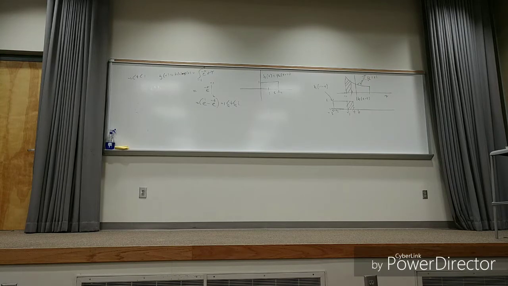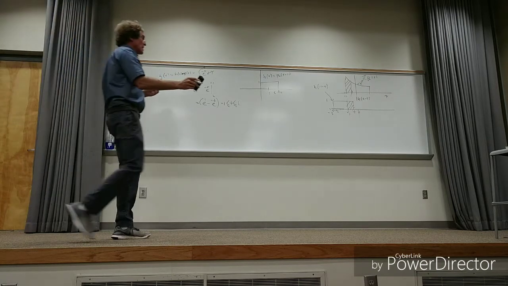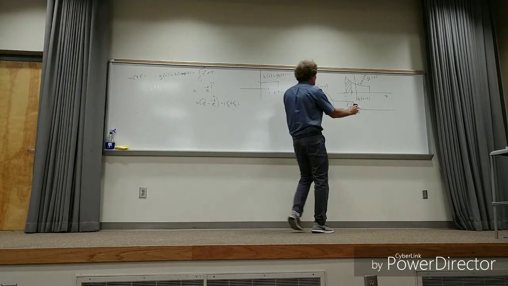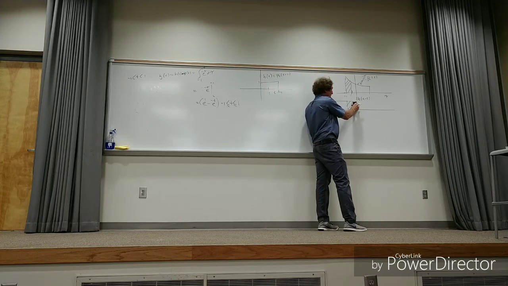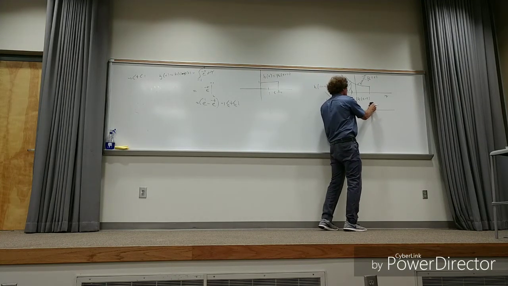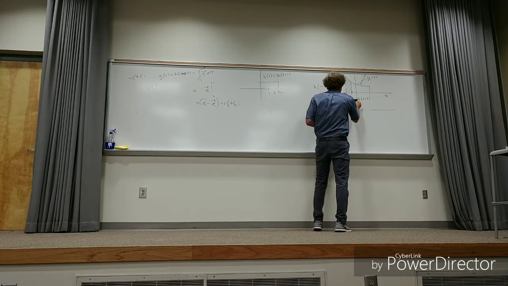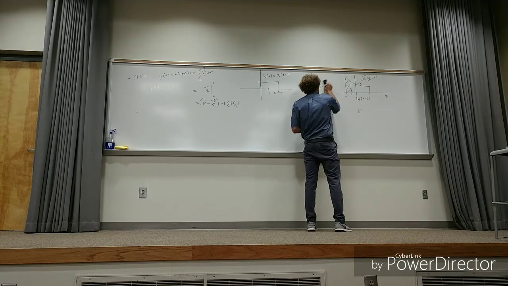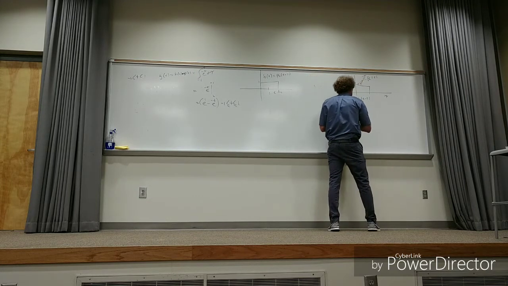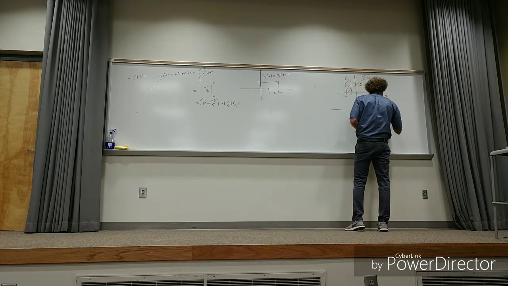What's my next step? Think about what's going on. This is the thing we flipped and shifted, right? Now this thing's moving through. When t is equal to 1, it overlaps completely, doesn't it? Correct? Mm-hmm. Now what happens when t is greater than 1? Think about it. When t is greater than 1, what does it look like? This is tau, not t.